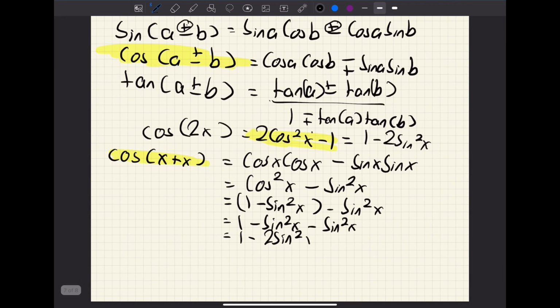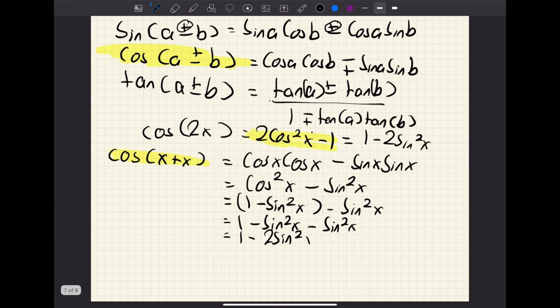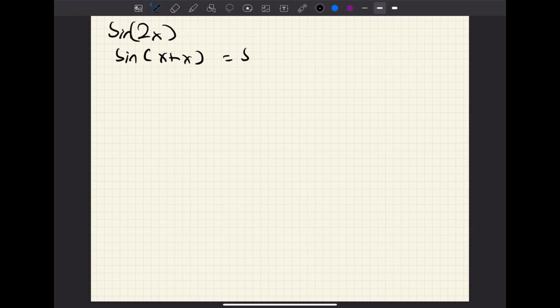Okay. Now let's cover sine 2x. So we know beforehand that sine(a + b) was equal to sine a cos b plus cos a sine b. So we can rewrite sine 2x as sine(x + x), which, using our previous formula, would be sine x cos x plus cos x sine x.